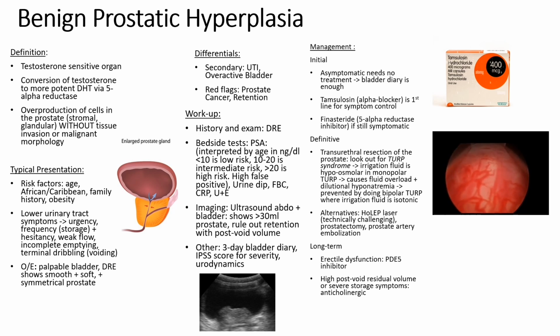Let's quickly run through the first actual malignancy here, so prostate cancer. So definition-wise, it's again caused by the overproduction of cells in the prostate from the influence of DHT. But this time the cells have malignant morphology and the prostate can invade other tissues. Fortunately, 10-year survival is 80%, meaning prognosis is usually good.